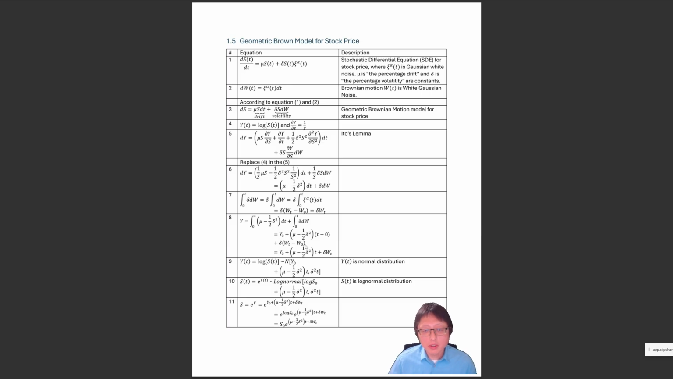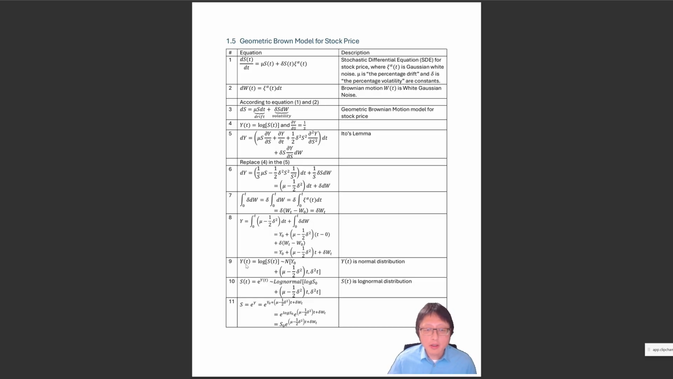And we already know for the Wiener process, W0 is equal to 0, so we get this form. So basically y equal to y0 plus (mu minus delta squared by 2) multiplied by t plus delta Wt. This part is the deterministic part, this part is the stochastic part. After we get this, we can observe the solution of y.